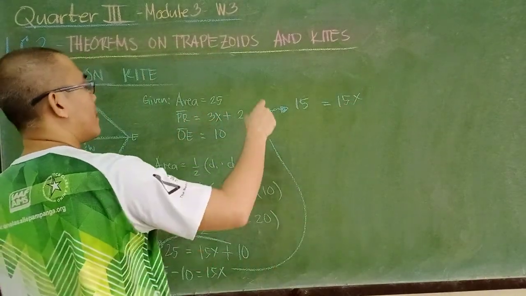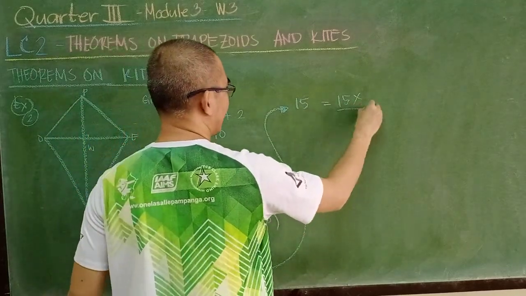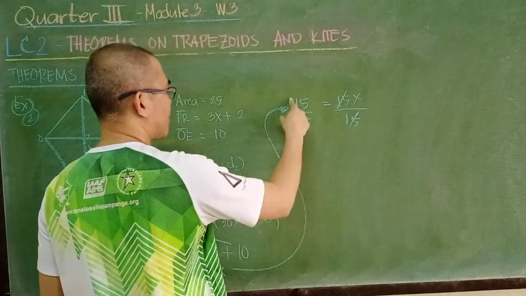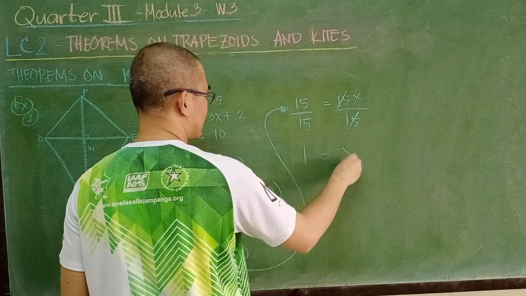So, next, paano matatanggal yung 15 na kasama ng x? We will divide both sides by 15 para makancel. So, 15 divided by 15 is 1. So, dito, ang matitira na lang is yung x.